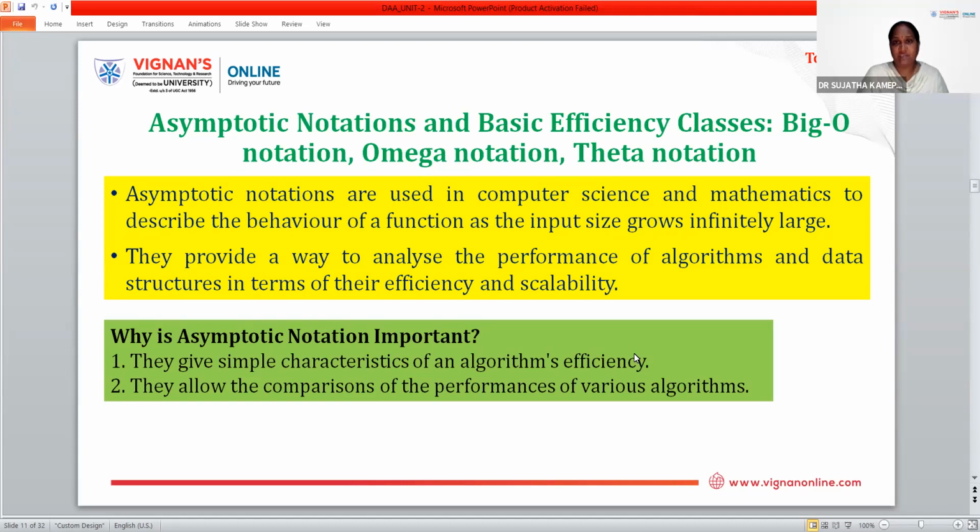In today's session, we are going to discuss asymptotic notations and basic efficiency classes. We are going to discuss three types of notations: big O notation, omega notation, and theta notation.